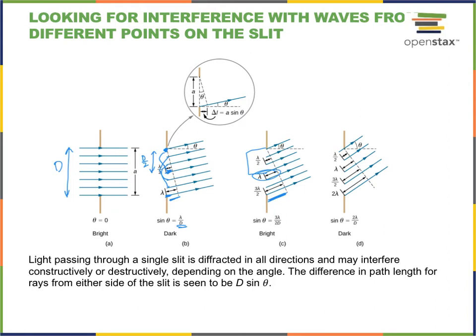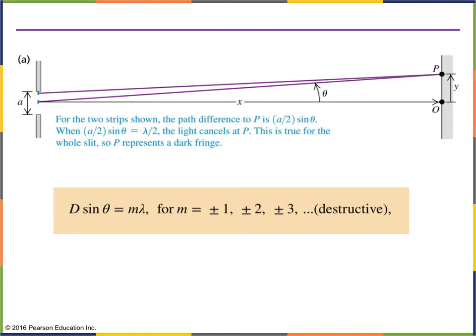This picture, I think, is a little bit more helpful, where they've taken the slit and they literally show two light rays, one from the very top and one from halfway through. If those two are half a wavelength out of sync with each other, then of course you're going to get a dark fringe. And that creates the condition for destructive interference.